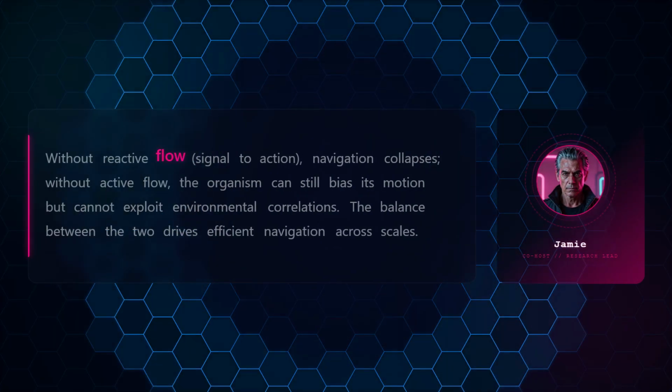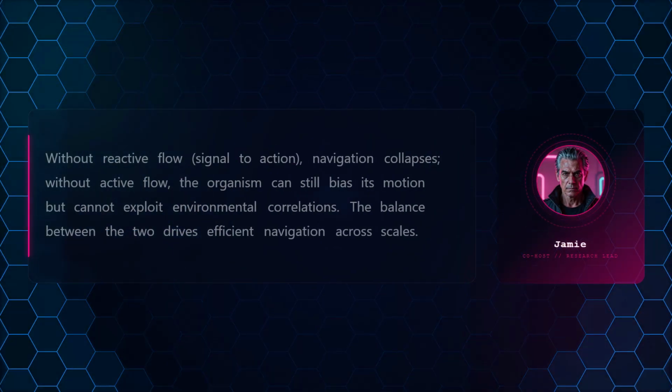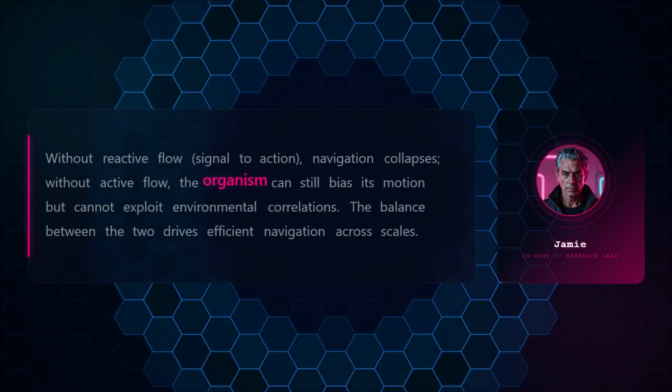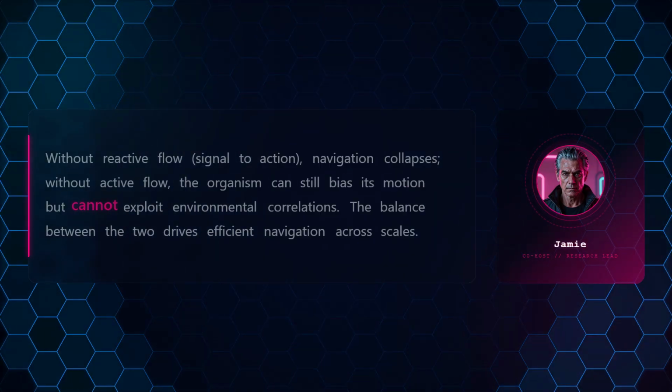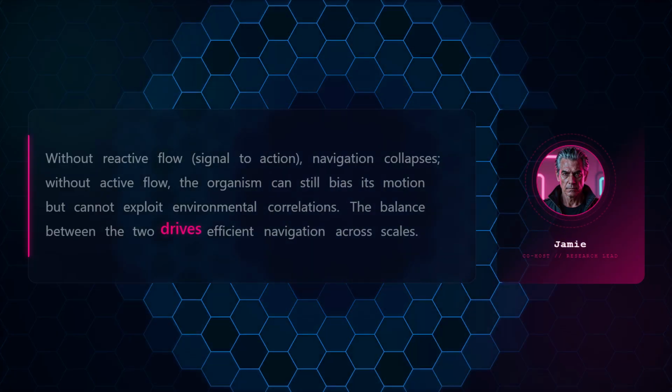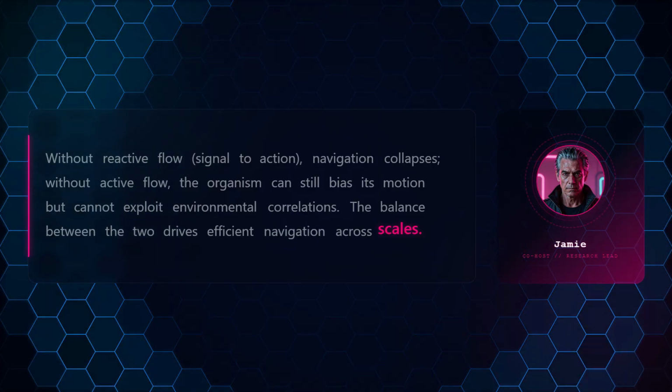Without reactive flow, signal to action, navigation collapses. Without active flow, the organism can still bias its motion but cannot exploit environmental correlations. The balance between the two drives efficient navigation across scales.